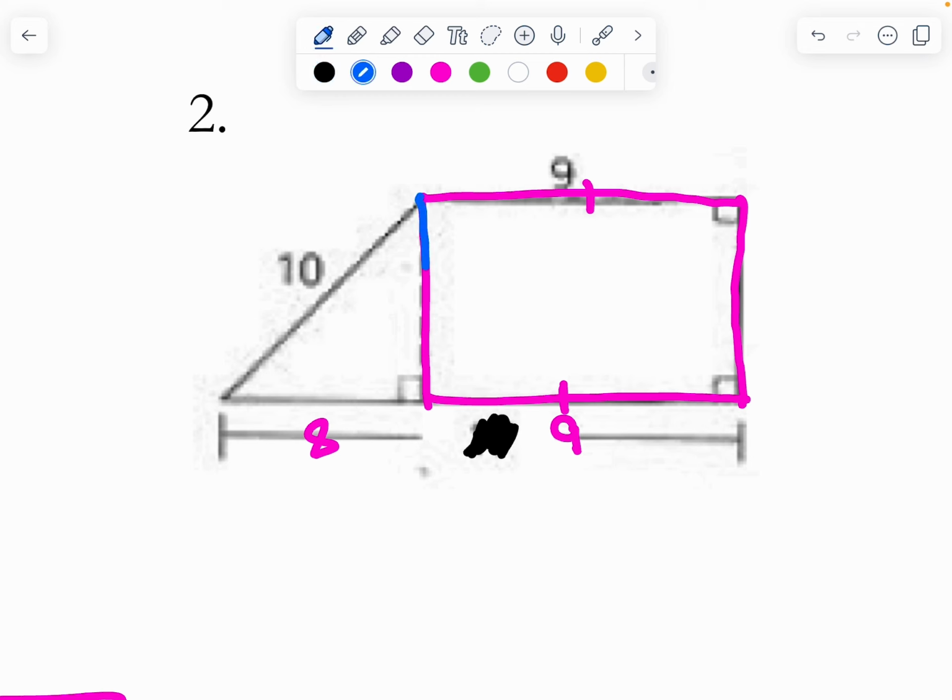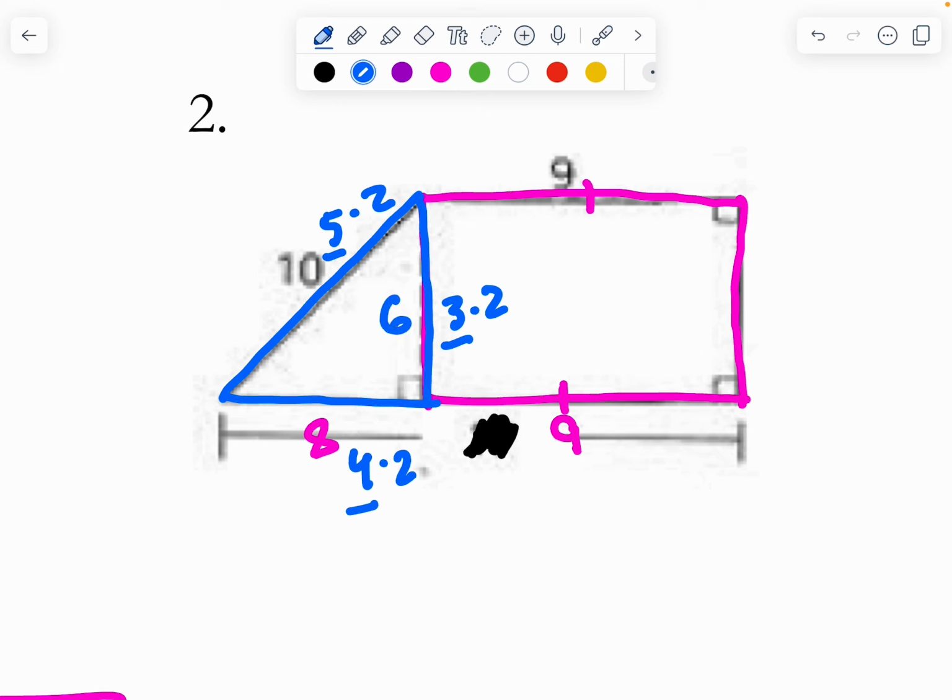And this triangle here, I can once again tell that this is 4 times 2. This is 5 times 2. So this is going to be 3 times 2. That's another 3, 4, 5 triangle. So this is going to be a length of 6.